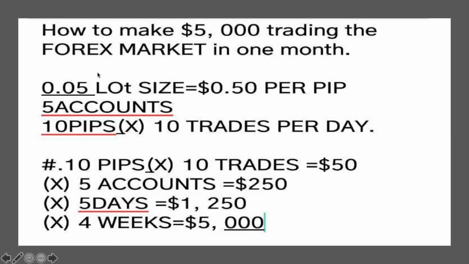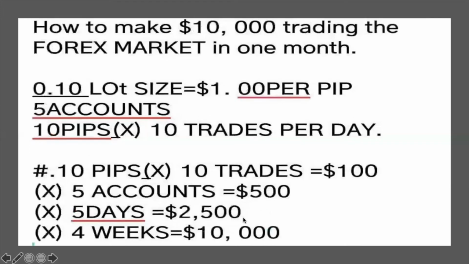Like I said before, at a 0.5, once you build your account a little bit, you can go into this 5 times. So you will have 5 of these lots open, or 5 accounts, as you see. That means you'll have 10 trades per day. Okay, 10 trades equals $50. 5 accounts equals $250. 5 days equals $1,250. Now in 4 weeks, you gain $5,000.